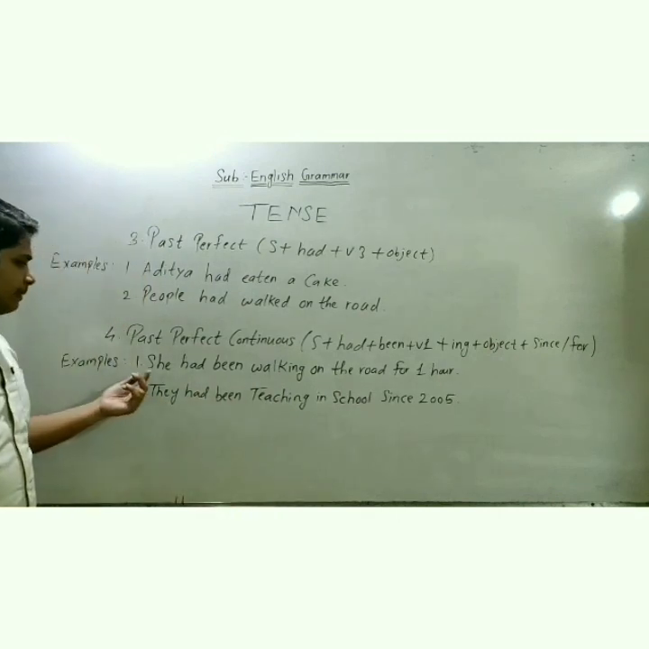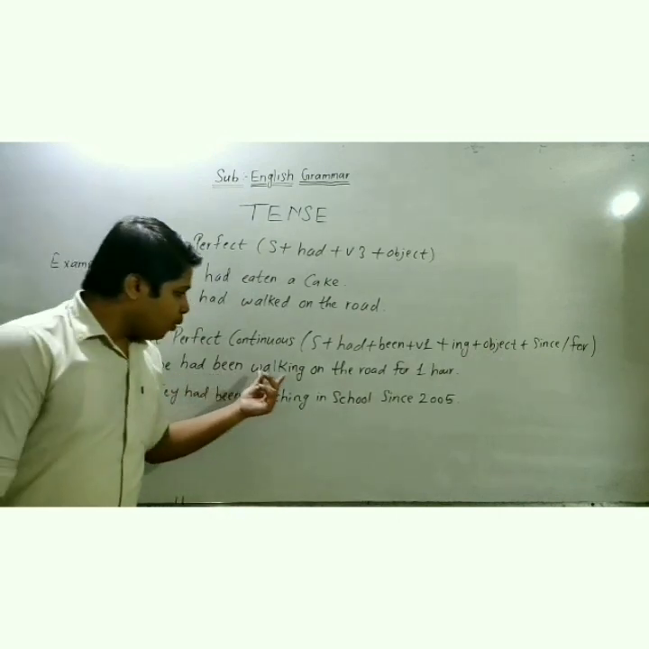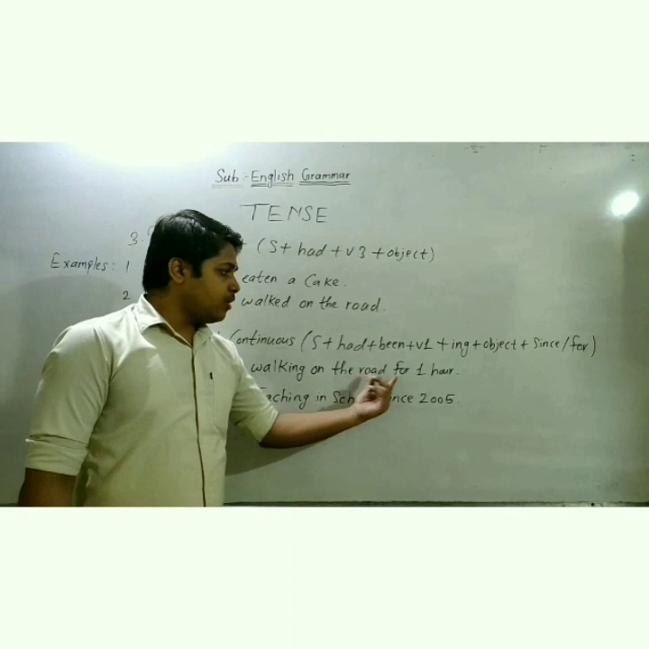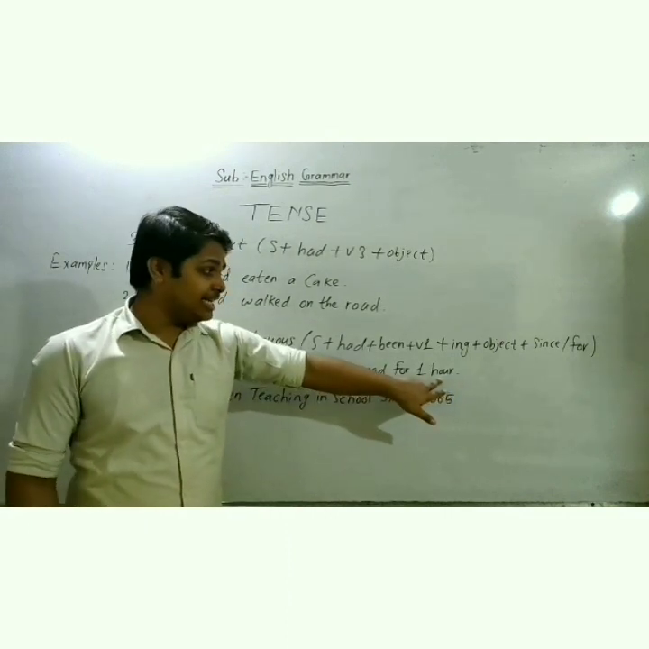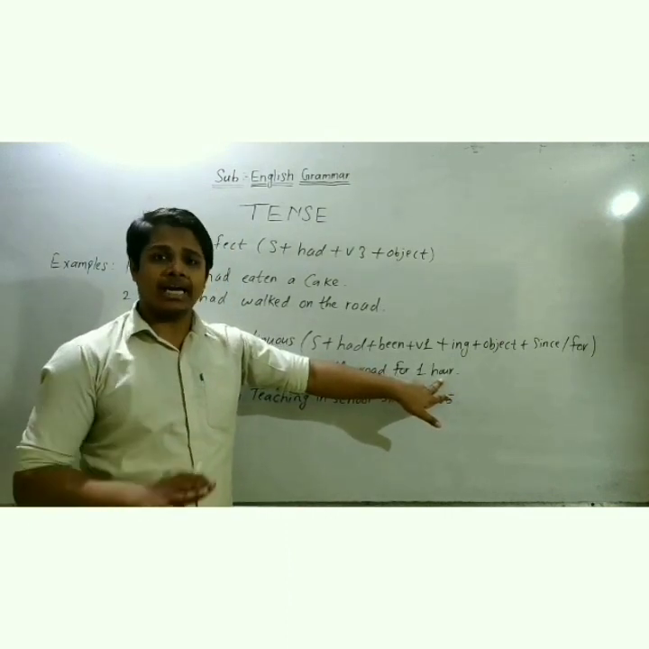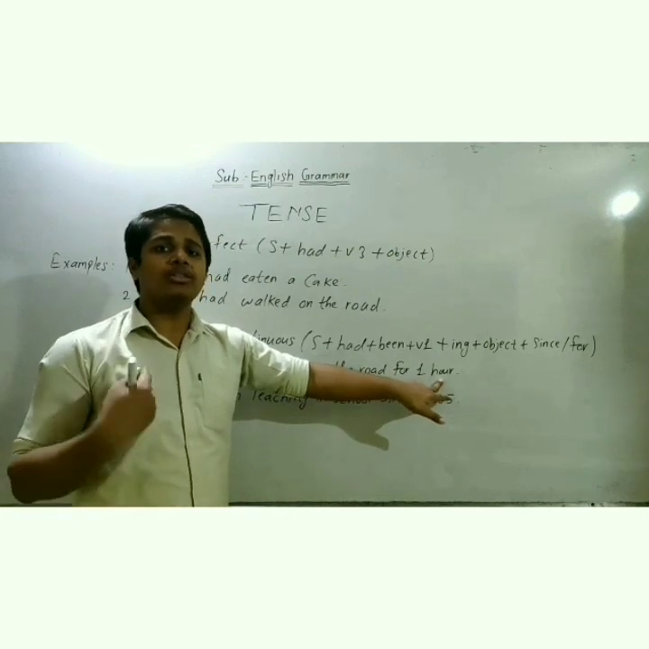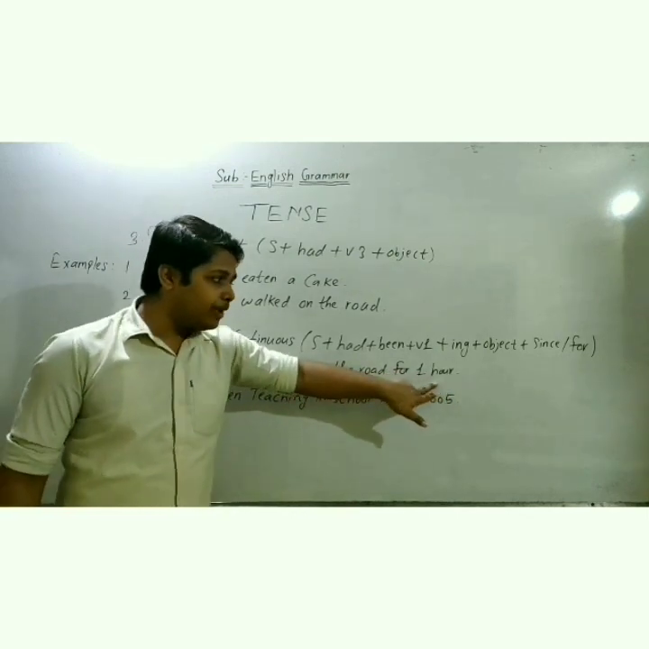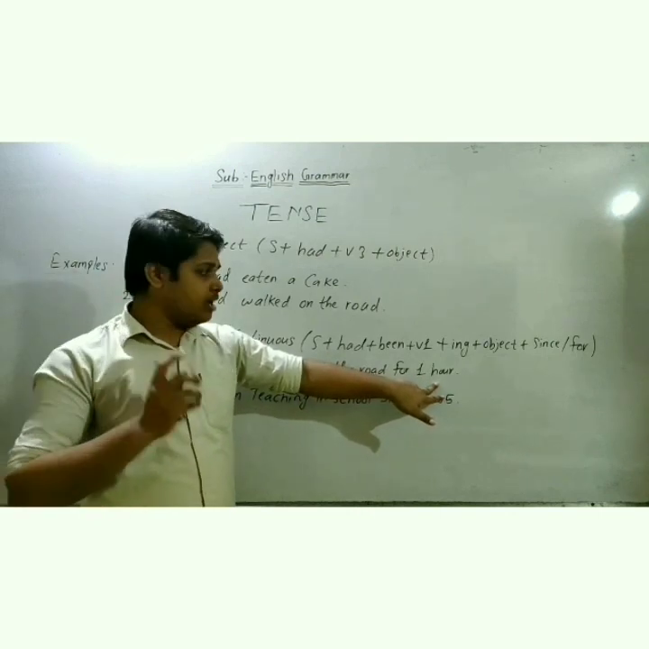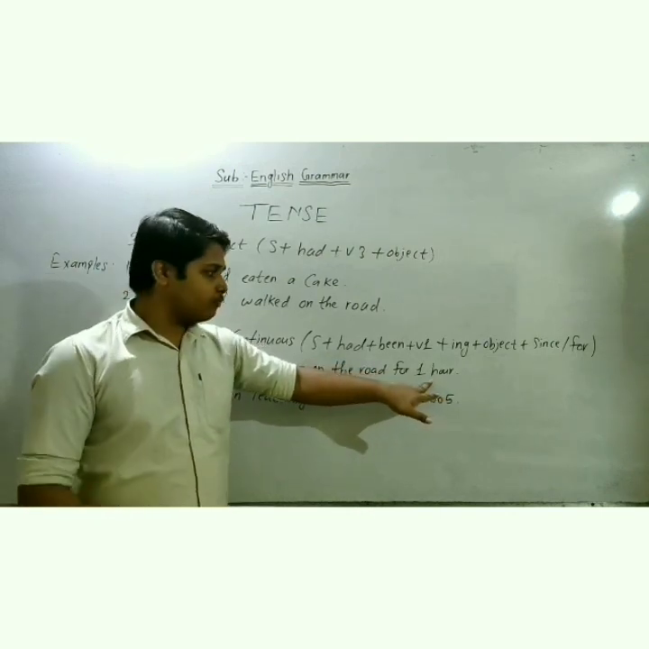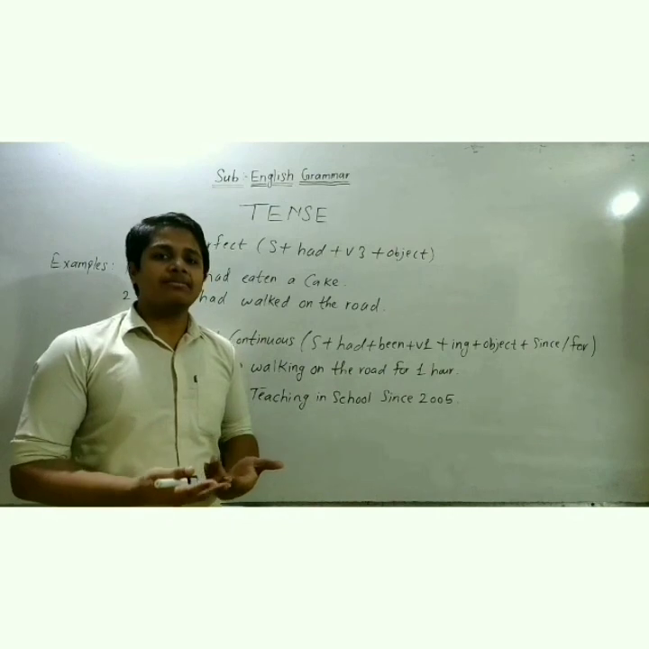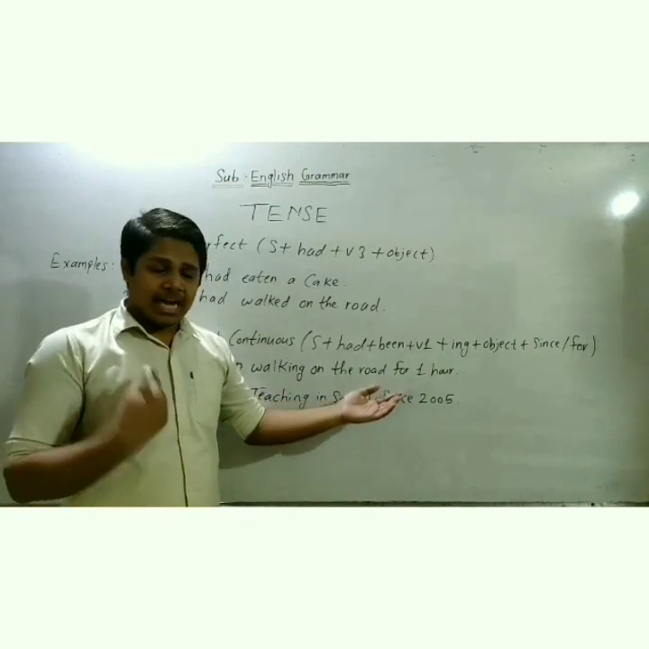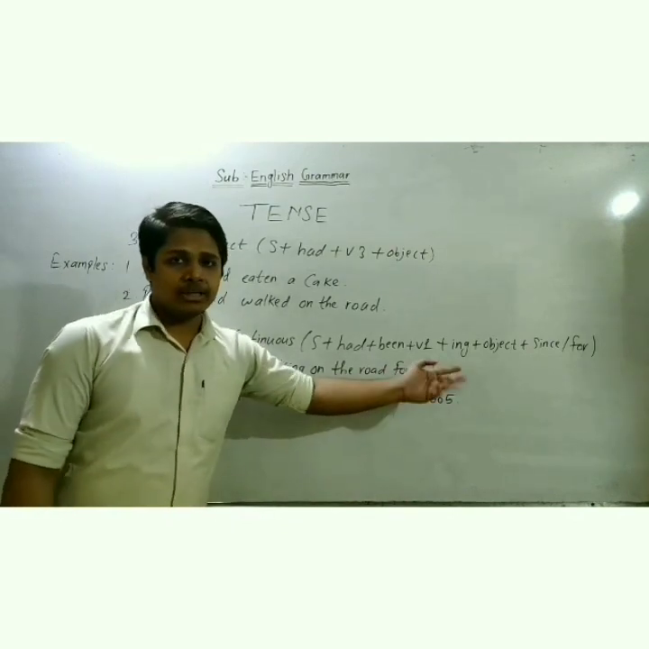The first example is she had been walking on the road for 1 hour, because it is not indicating a particular time like 1 o'clock, 2 o'clock or 3 o'clock. We have to use only for, because the proper time is not mentioned. It mentions 1 hour, but exactly what time it is, is not mentioned. Therefore we are using for in this kind of example.